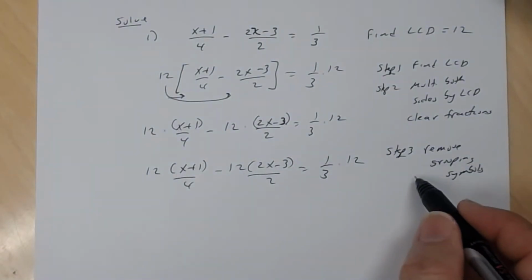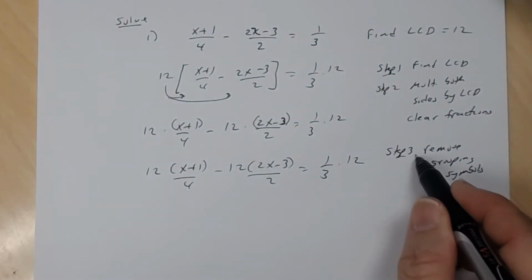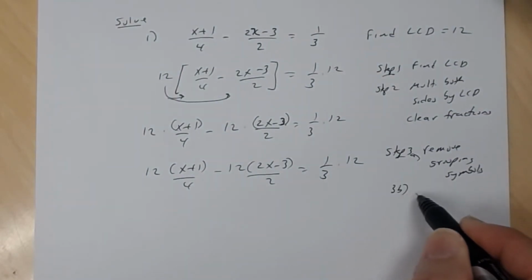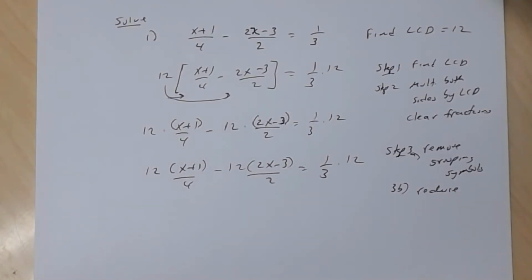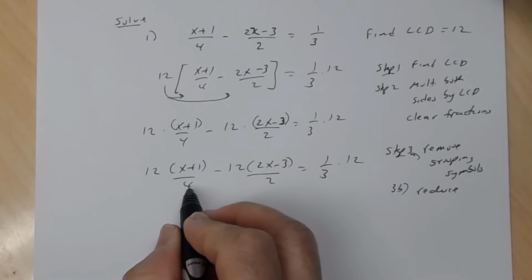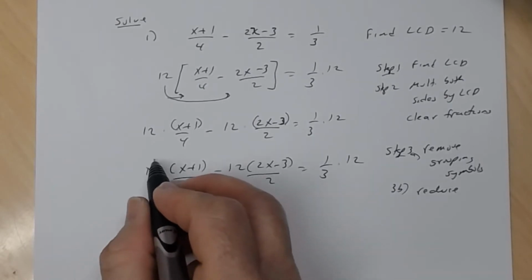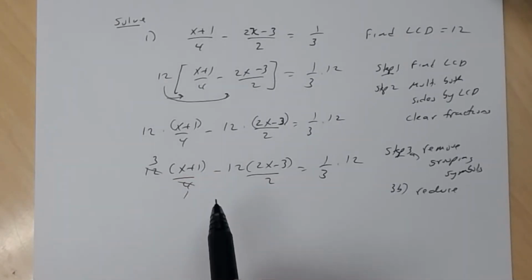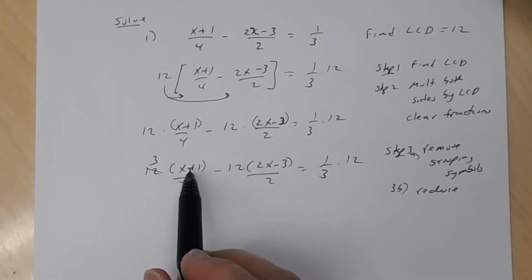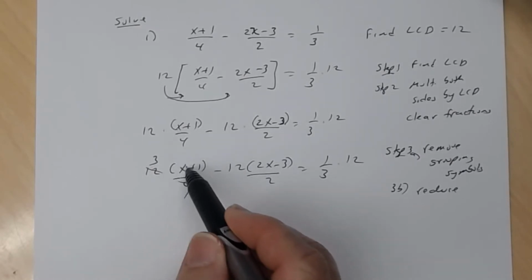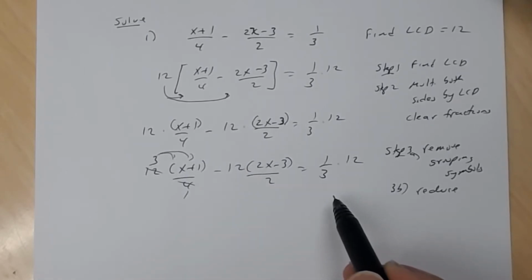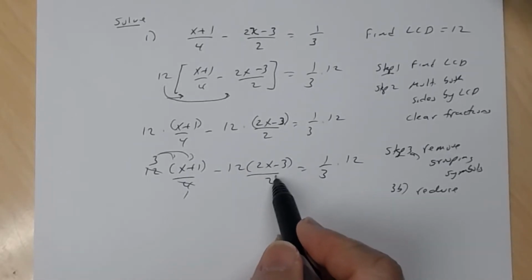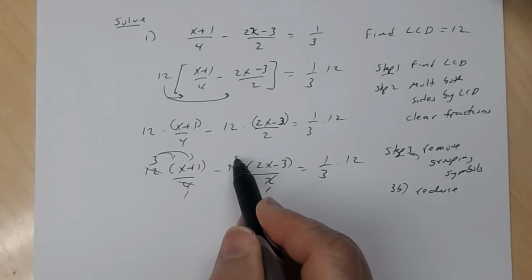When we do that, I'm going to put step 3A and step 3B, reduce. So we're going to reduce and remove grouping symbols. I'm going to reduce first. So 4 into 4 is 1, 4 into 12 is 3. Now, the whole point of putting that in parentheses was because x plus 1 has to be multiplied by 3. And then over here, 2 into 2 is 1, 2 into 12 is 6.